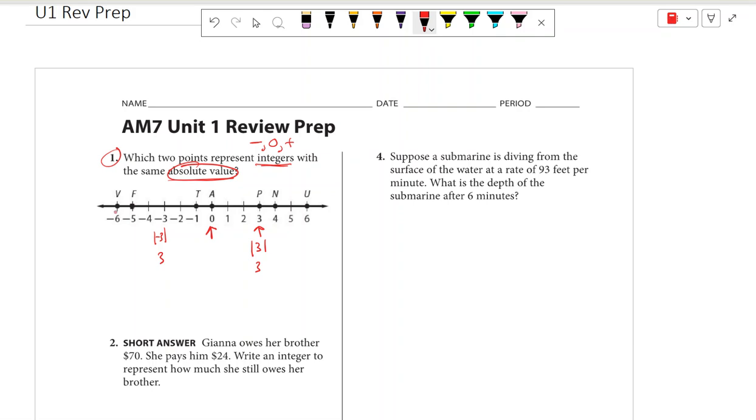So if you see this one, V right here, the absolute value of negative 6 is 6, and U, the absolute value of 6, is 6. And those have the same absolute value. So the answer is V and U.